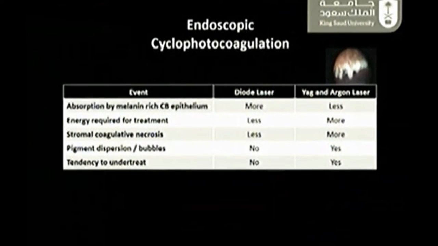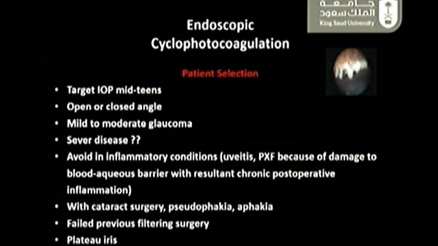But there is a certain condition in which we might have a tendency to overtreat, in cases of pseudoexfoliation glaucoma. So you need to select patients in whom the target IOP is in the mid-teens. Those with open or closed angle, you can do endoscopic cyclophotocoagulation for both of them, in mild to moderate glaucoma. You need to counsel the patient before going for ECP in severe cases.